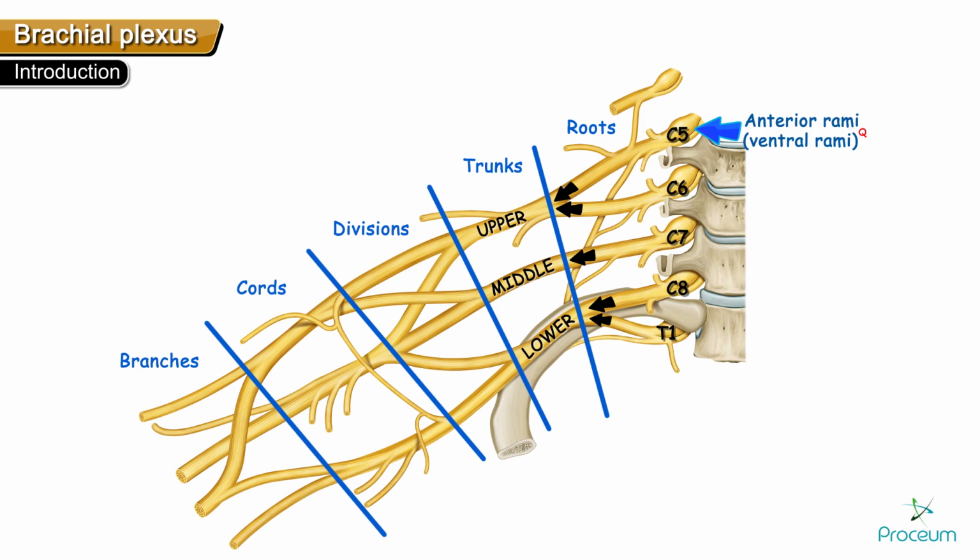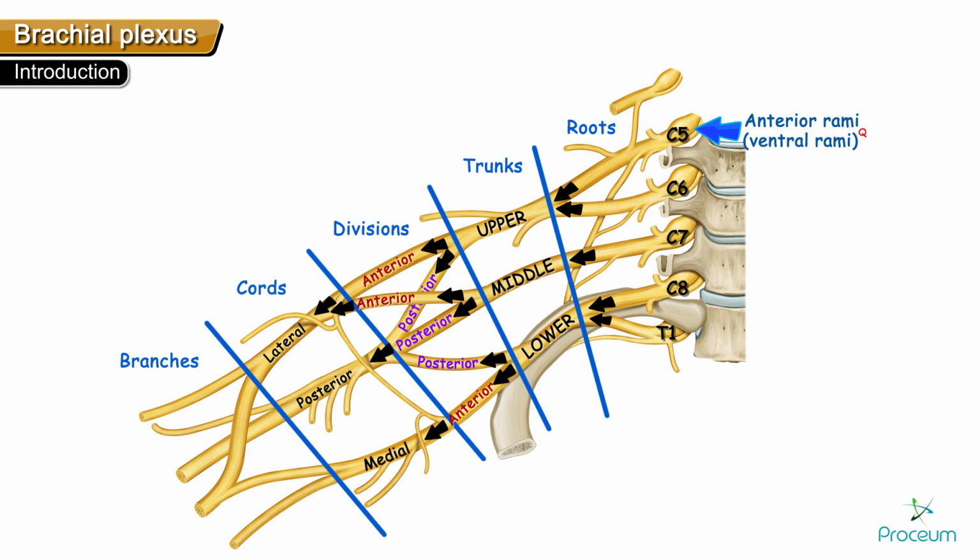Each of these trunks then divides into an anterior division and a posterior division. So in total, we have 6 divisions in the brachial plexus. All the posterior divisions unite and form the posterior cord of brachial plexus. The anterior divisions of upper trunk and the middle trunk unite and form the lateral cord. The anterior division of the lower trunk continues as a medial cord of brachial plexus.